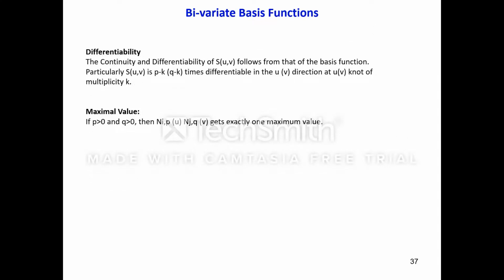Next, we have the definitions of the other bivariate basis function. Differentiability. The continuity and differentiability of the B-spline surface follows that of the basis function. Particularly, S(u,v) is p minus k times q minus k differentiable in the u, v direction, at u, v knots of multiplicity k. The maximal value is, if p is greater than 0 and q is greater than 0, then N_i,p of u and N_j,q of v get exactly one maximal value.